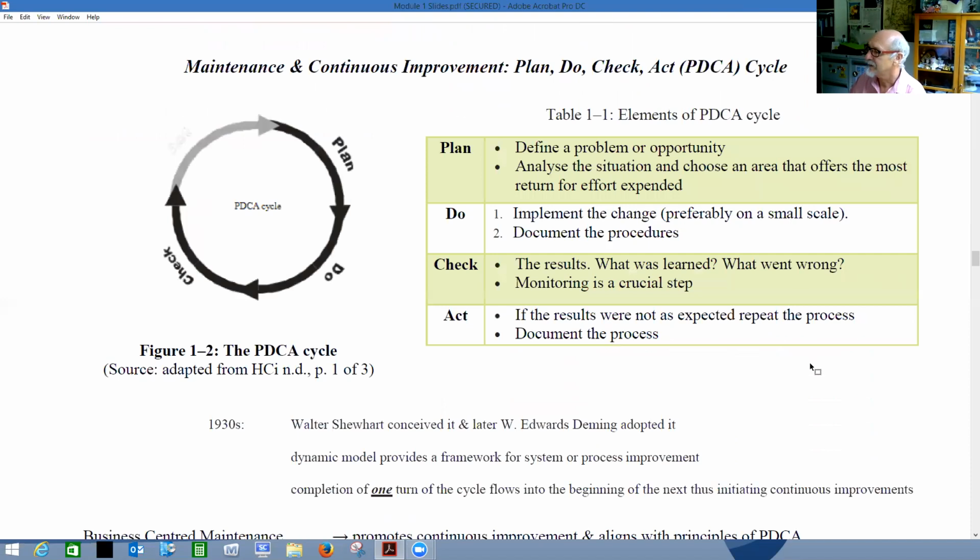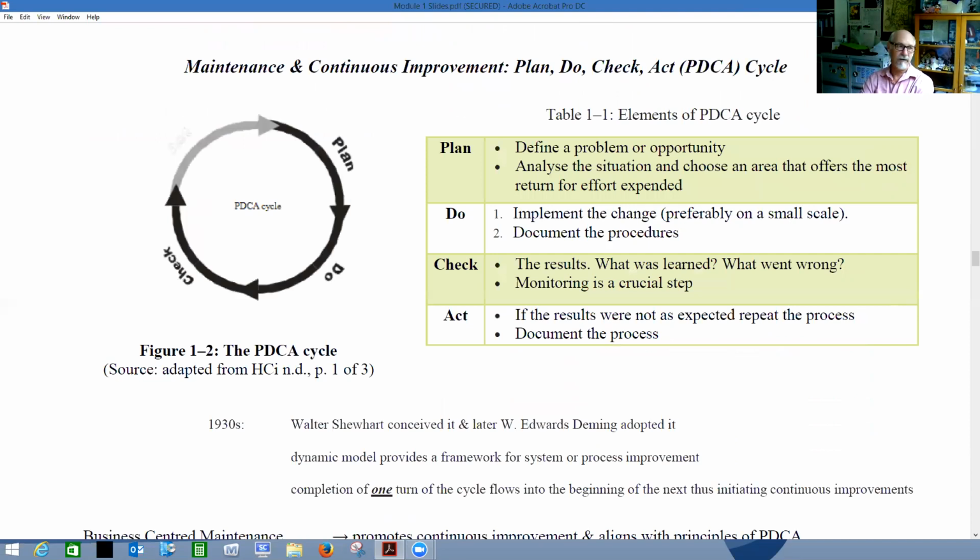All right, maintenance and continuous improvement: plan, do, check, act, the PDCA cycle. Again, this is just another method that we can use to help us with defining, analysing, and ensuring that we can put some maintenance in place and also ensure that the maintenance that we've done is effective. So planning: we define the problem or the opportunity, analyse the situation and choose an area that offers the most return for the effort expended.